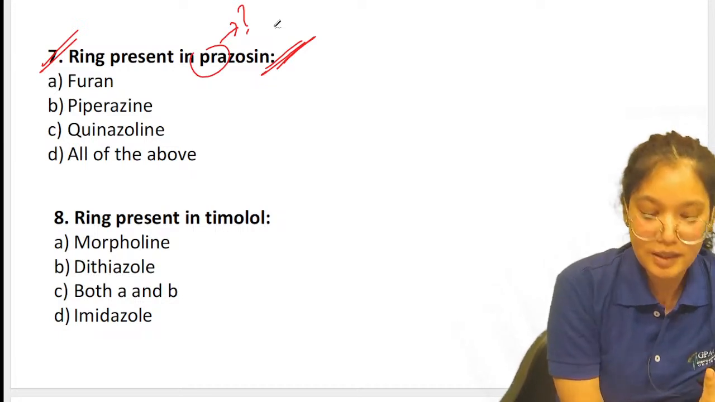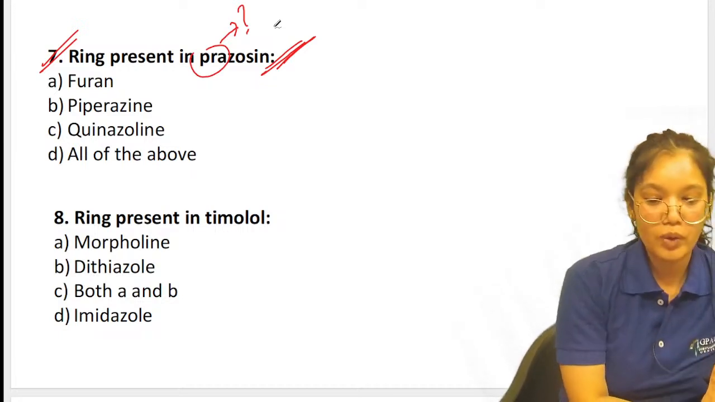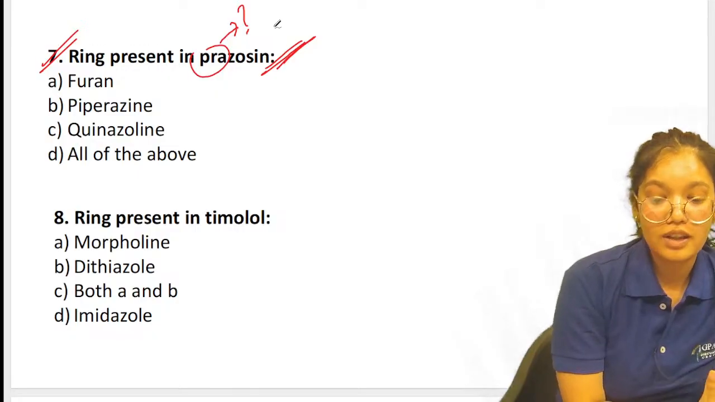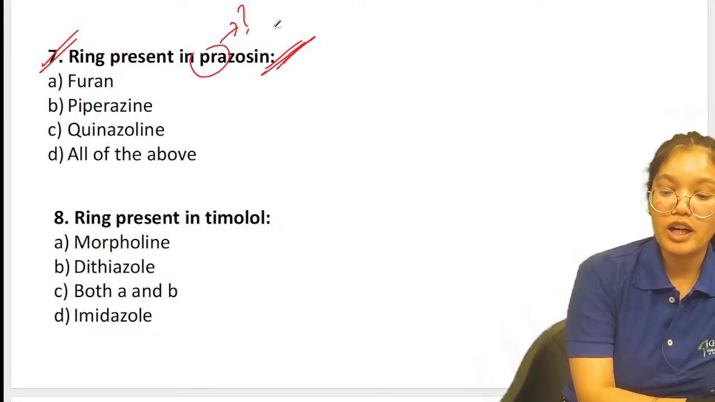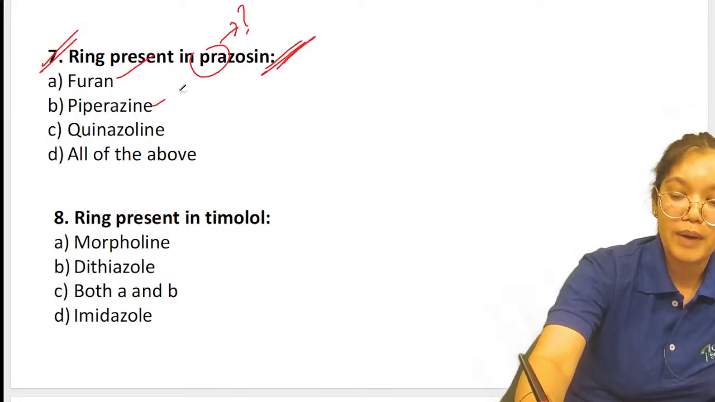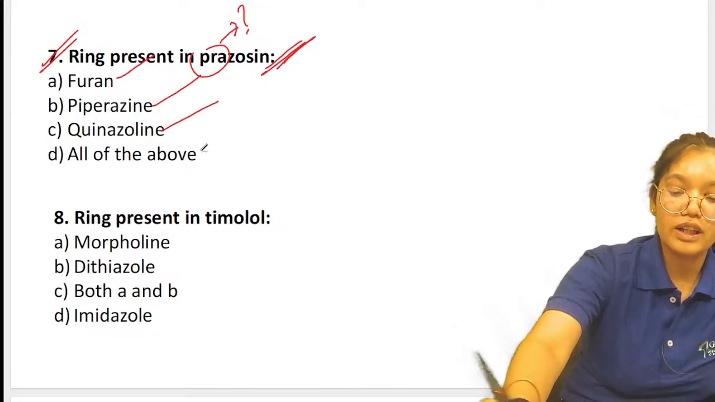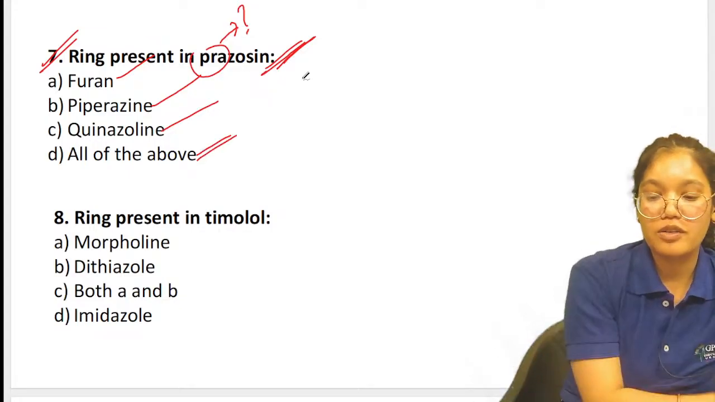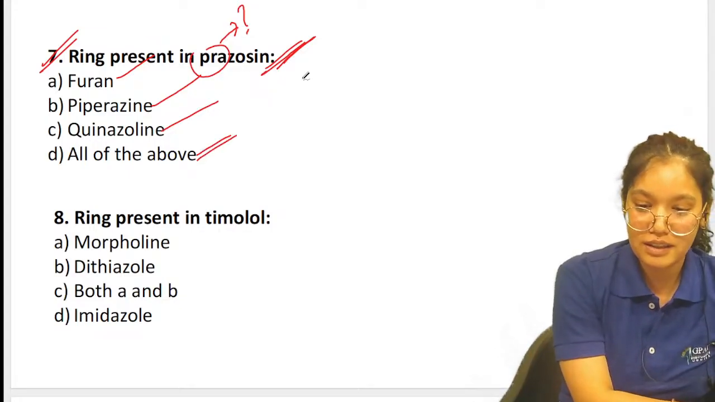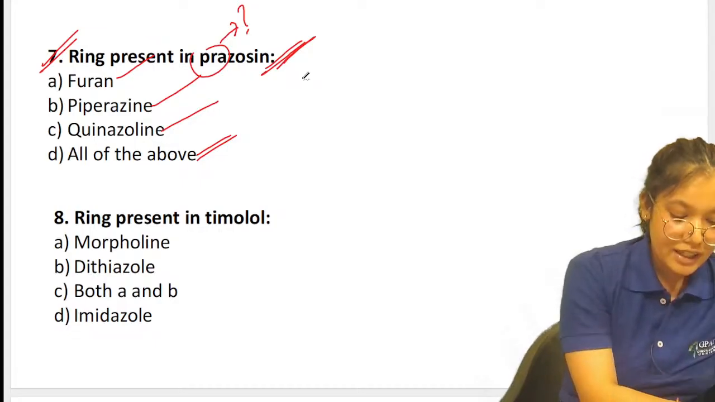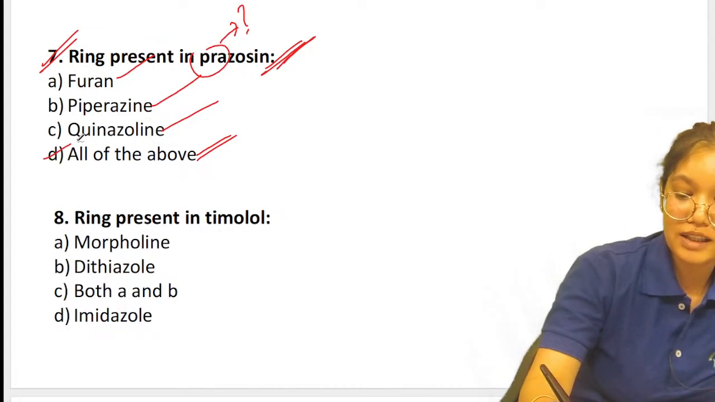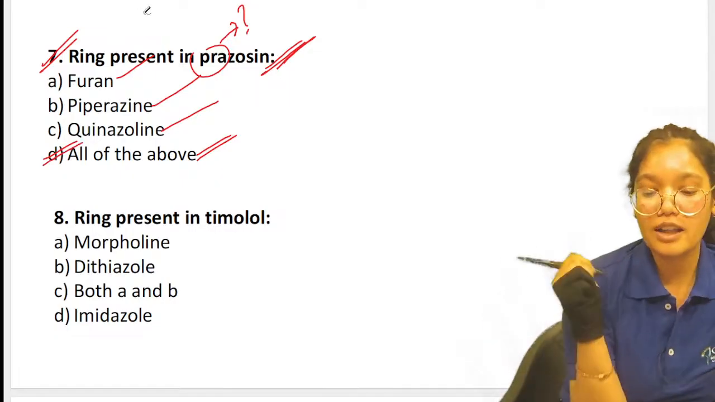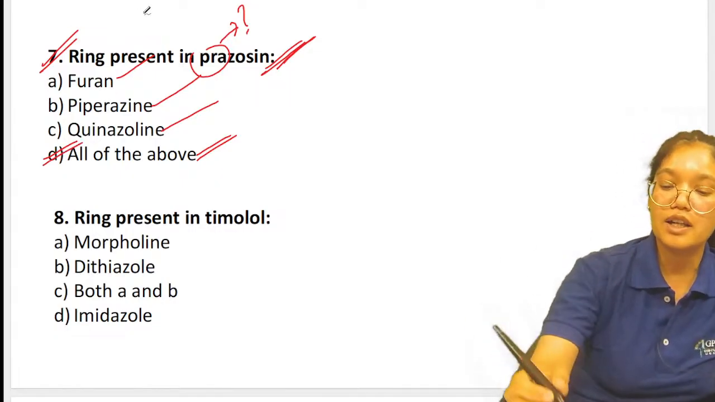No, the answer is not A. Look properly. Read properly. What are the options? Furan, piperazine, quinazoline, or all of the above. What is the answer? The seventh question, prazosin. Yes, the answer is D. Prazosin contains all the rings: the furan, the piperazine and the quinazoline.